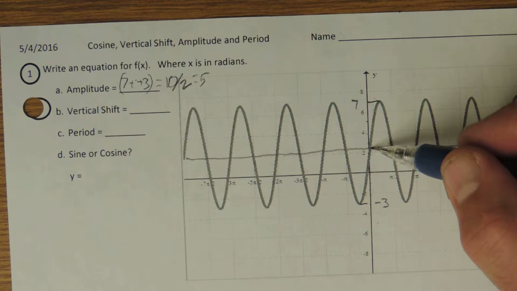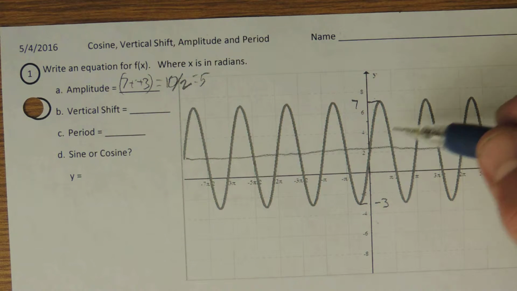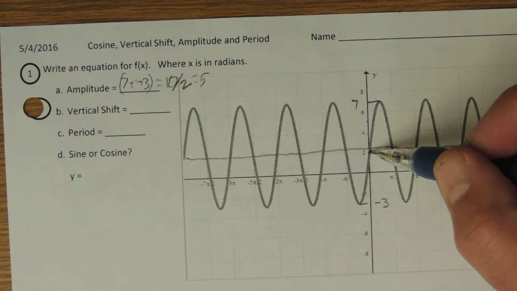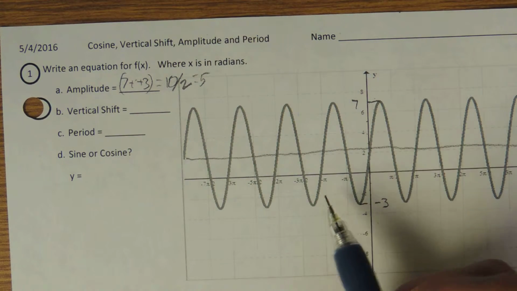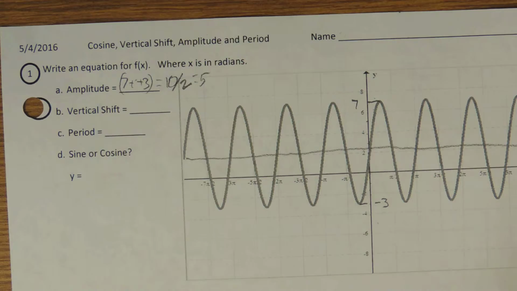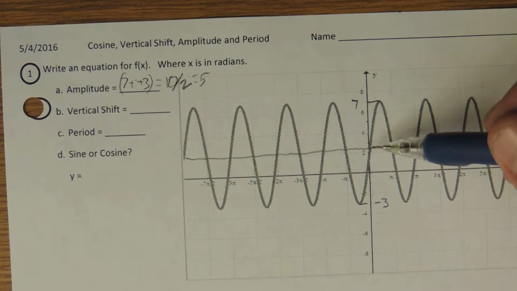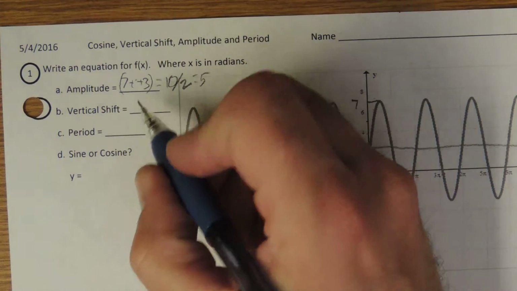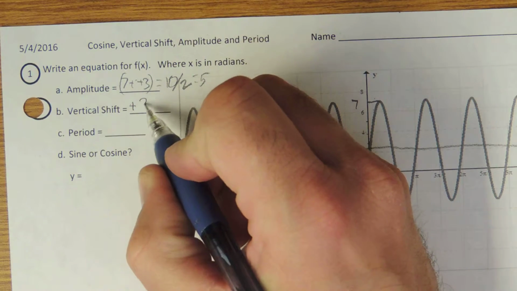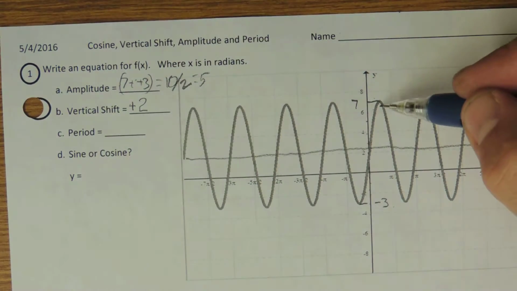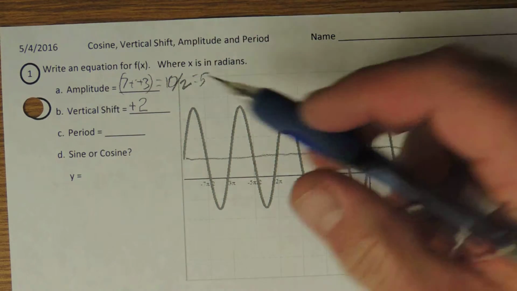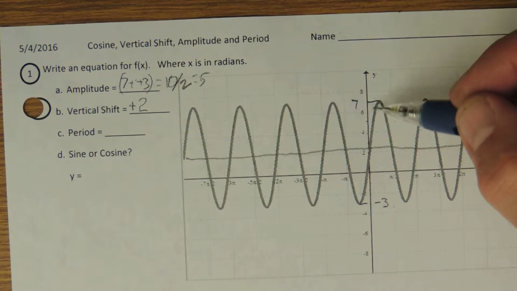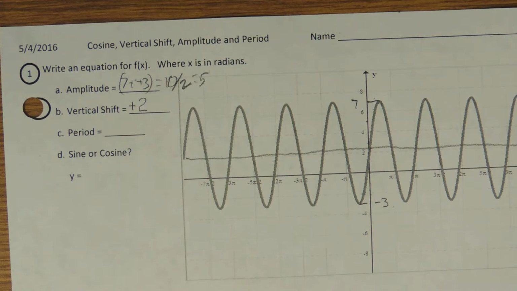On this graph, it's fairly easy to see. With cosine, it's less easy to see. We can see that that is 2. It's moved from 0 to 2. The graph of the sine would have the midline on the x-axis, so I've moved up 2. There's a way to find that, though, if it's not as obvious. You can take the maximum value minus the amplitude. 7 minus 5 would give you 2.